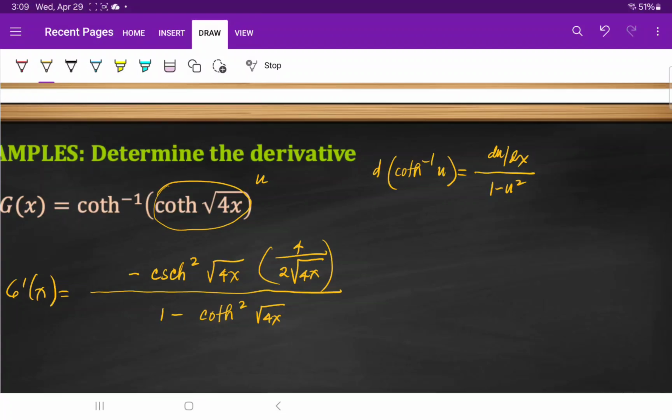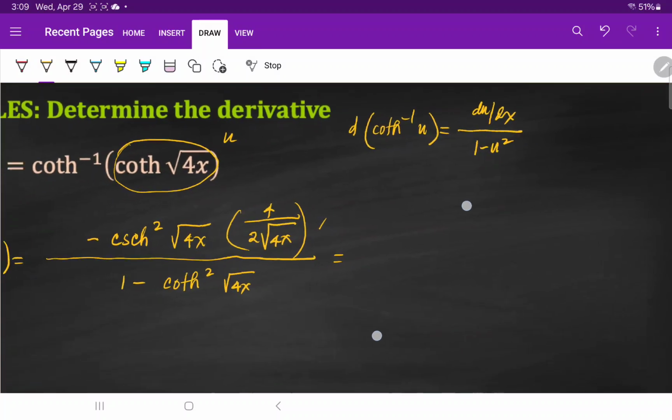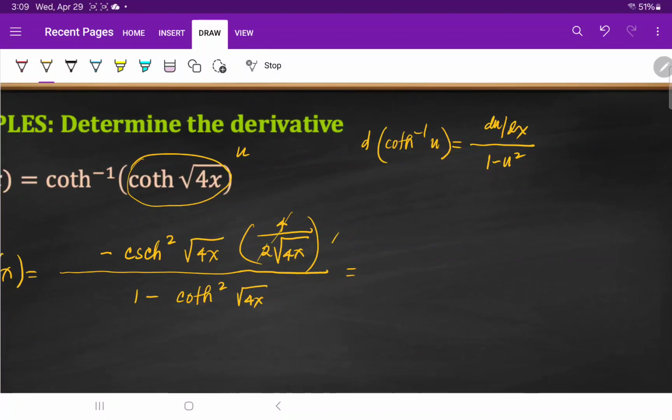Okay, now, so what we did is that we differentiate hyperbolic cotangent, which is this one. Then we simplify. So if we simplify, what happened? This cancels out. So we'll have negative cosecant square of the square root of 4x times, what happened? Times what? 2 over, but the square root of 4x is actually 2. So we can cancel this one now.